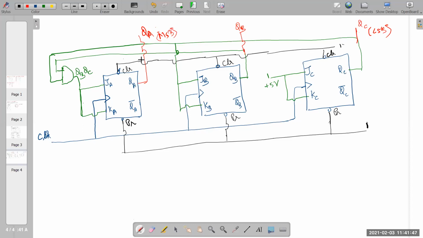Here at QA, QB, QC, you have to connect an LED. It will keep blinking in the fashion given in the table, 0, 0, 0 up to 1, 1, 1, and again repeat the cycle. This is your 3-bit synchronous up counter.